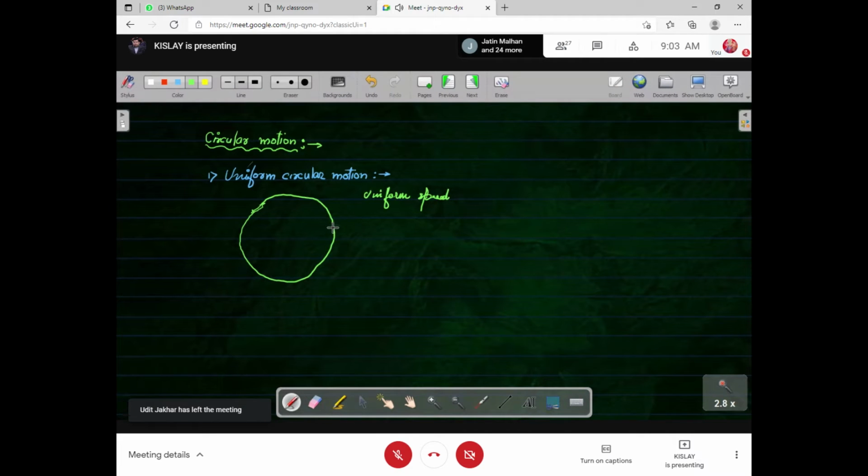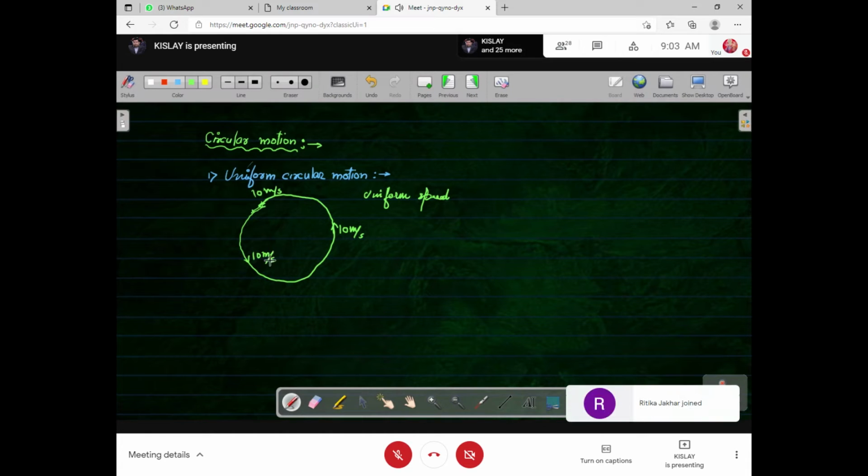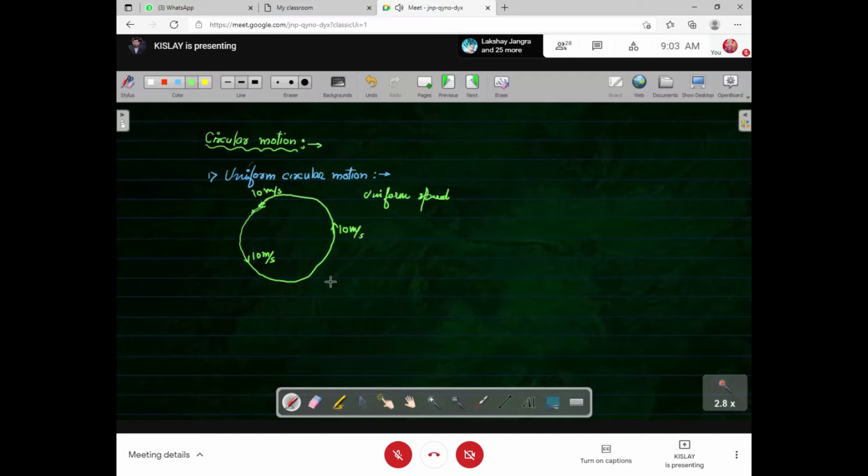Let's say if an object is moving on this track with 10 meter per second, here also it is moving with 10 meter per second. Here also it is moving with the speed of 10 meter per second. Means everywhere it is moving with the same magnitude. It means such motions are known as uniform circular motion.